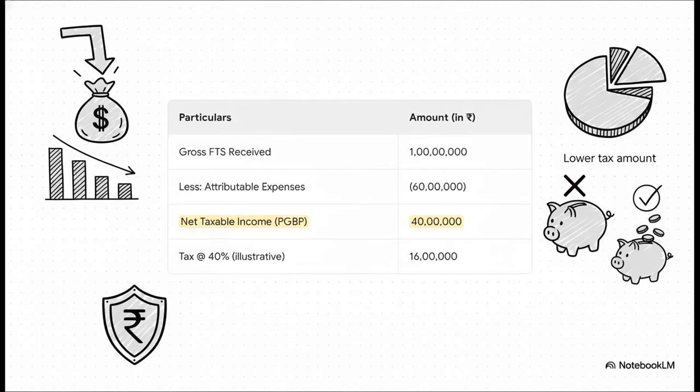So here's how the math works. We start with the gross FTS of 1 crore. From that, we subtract the attributable expenses of 60 lakhs. That leaves us with a net taxable income of 40 lakhs. This amount is taxed as profits and gains of business or profession, or PGBP. Now, using an illustrative tax rate of 40%, the tax comes out to 16 lakhs. Just think how much higher that would be if the tax was on the full 1 crore.